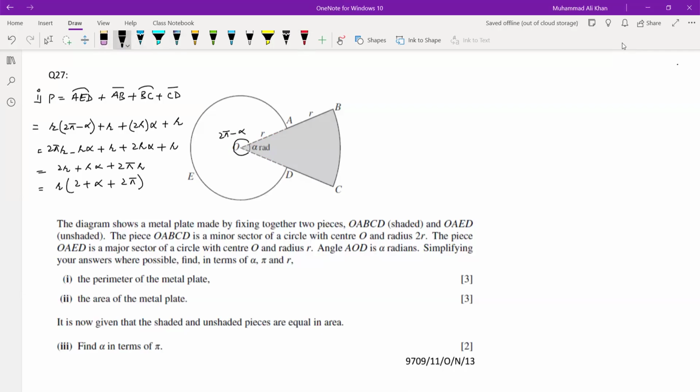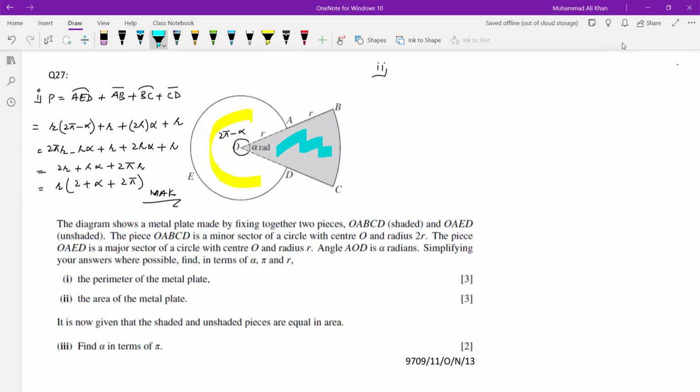Now, after that, the second part is the area of the metal plate. The area of the metal plate is first this area, and the second one is this area. First this area, and what is this?